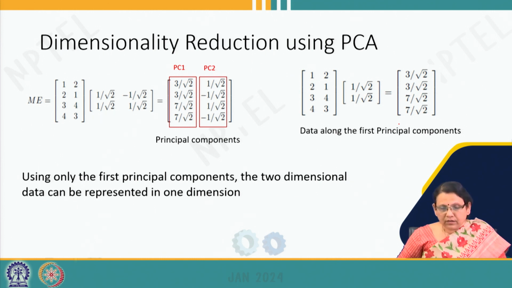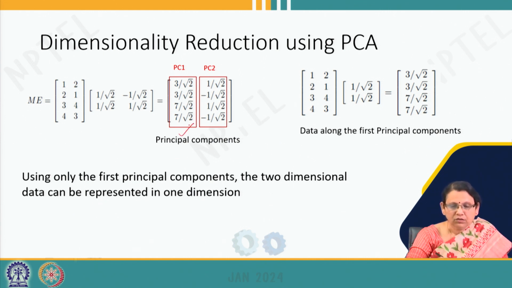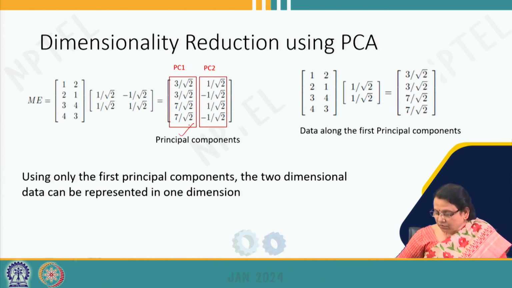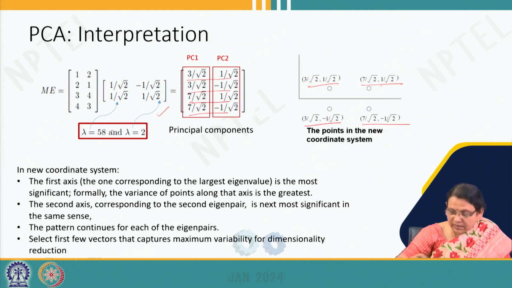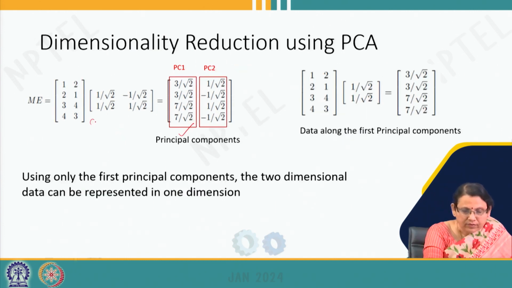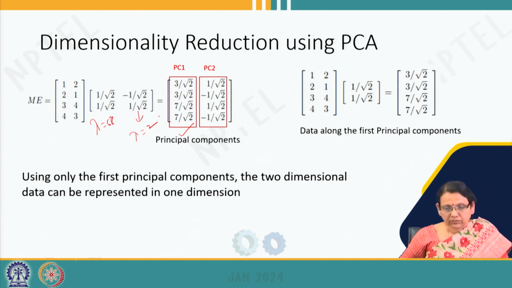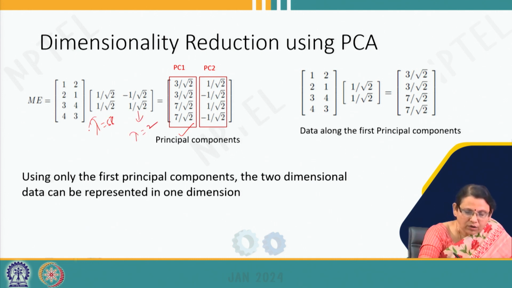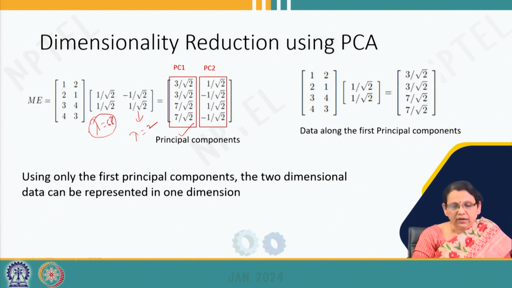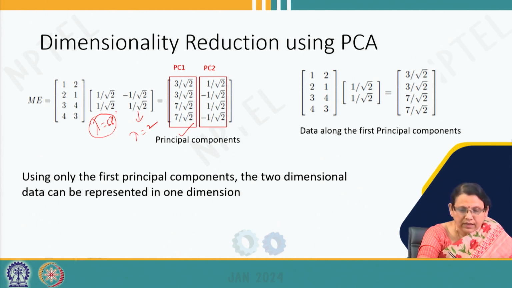So, now if we want to retain one of the components, which one will we retain? The first one, that is PC1, which contains maximum variability. For this, lambda was 58, for this lambda was 2. So, whichever eigenvalue is highest, that one we have to retain.